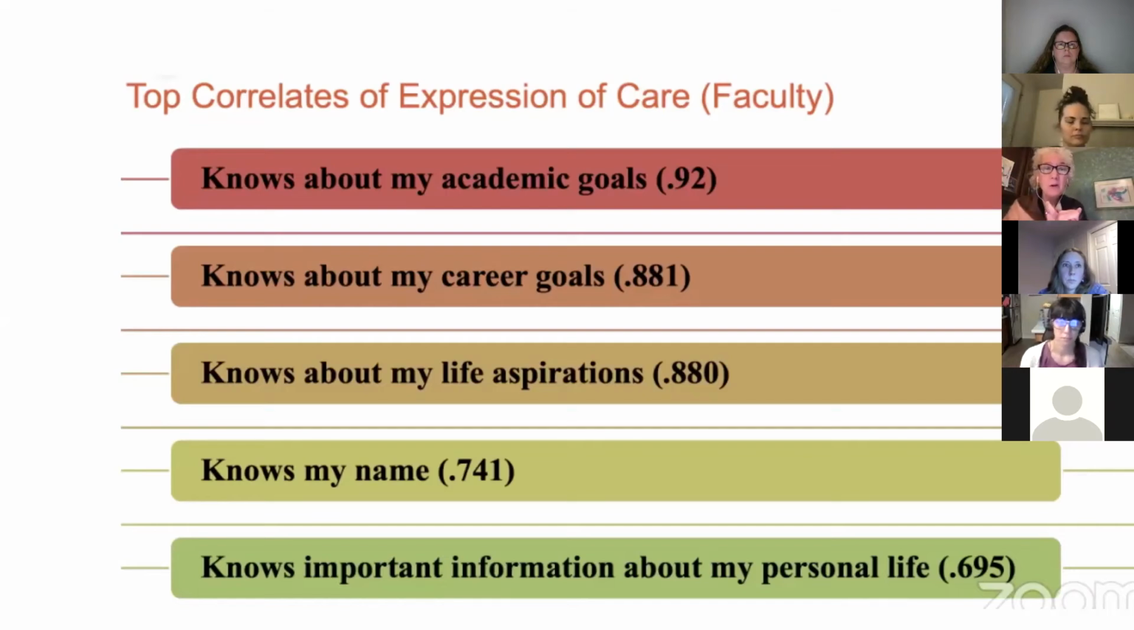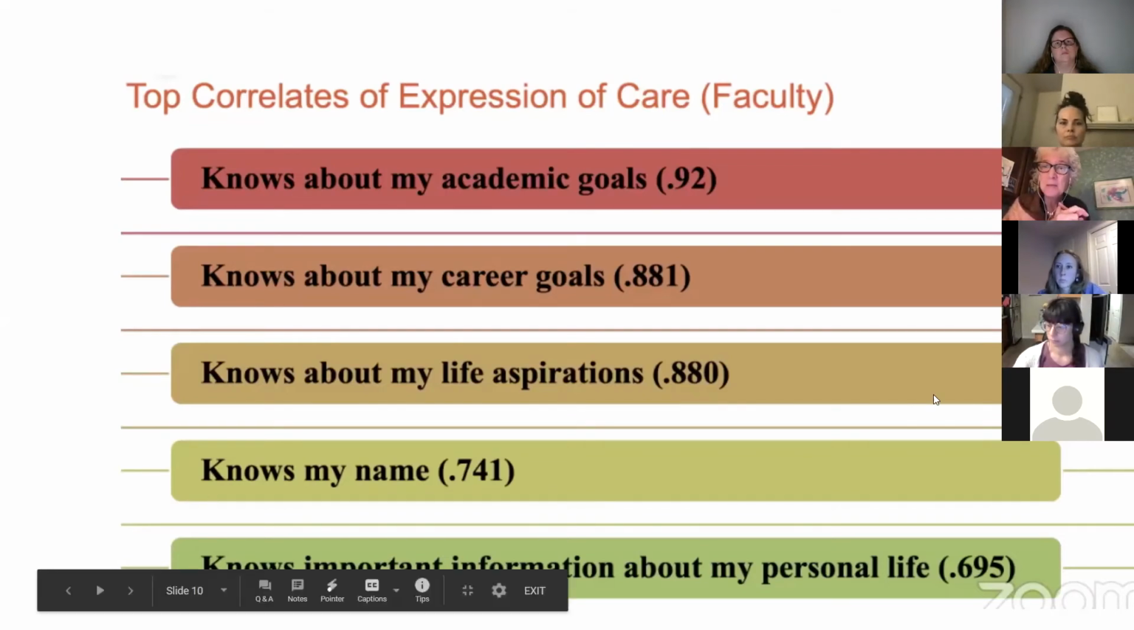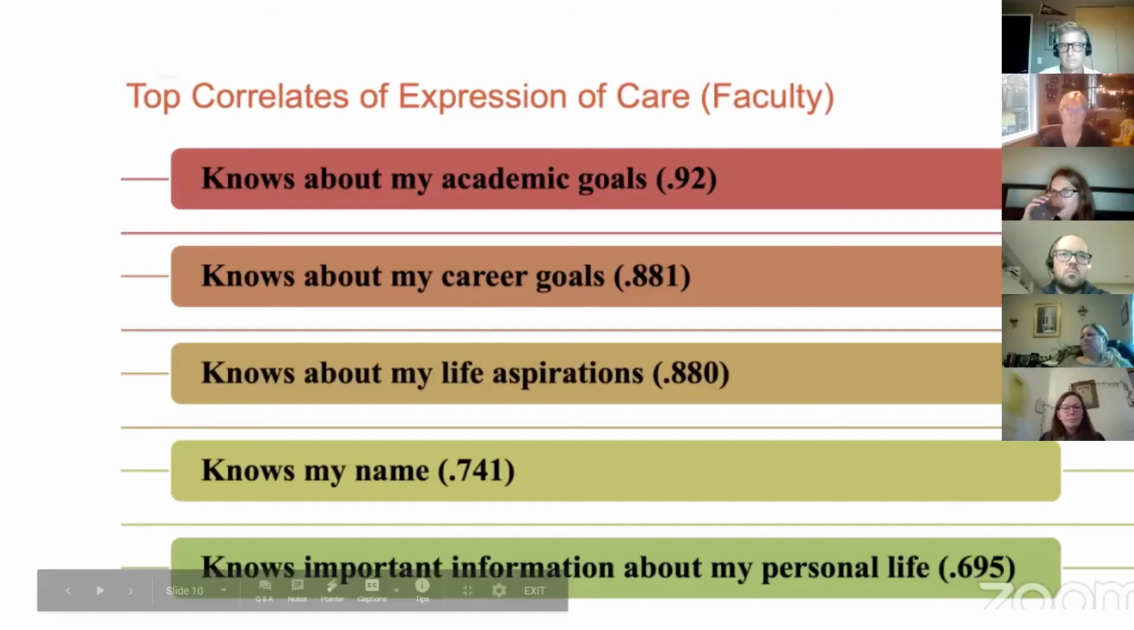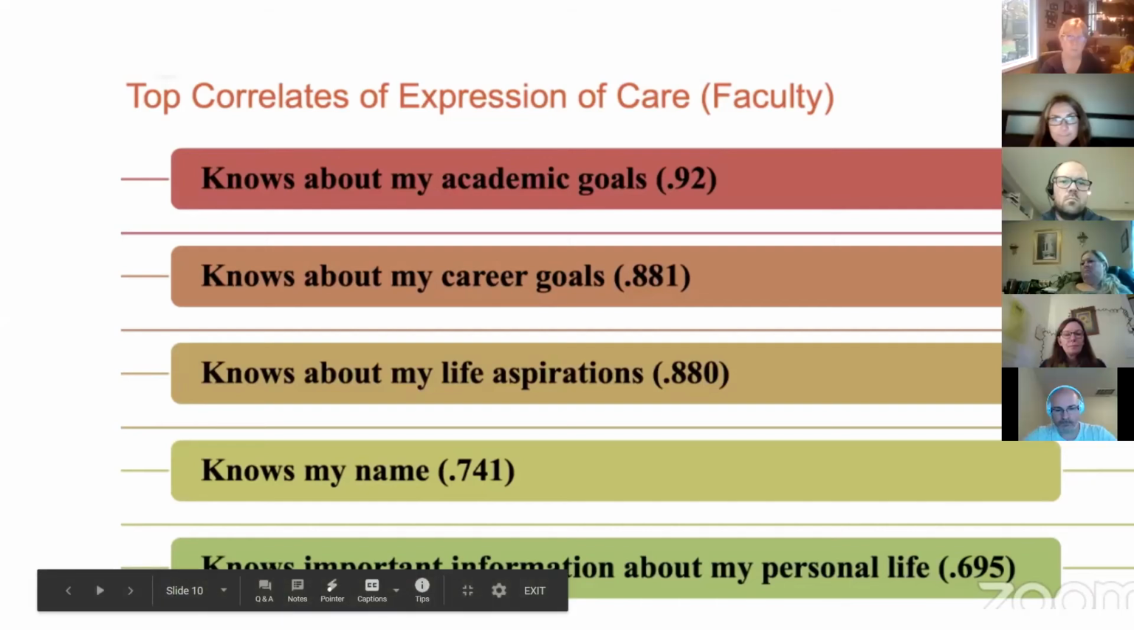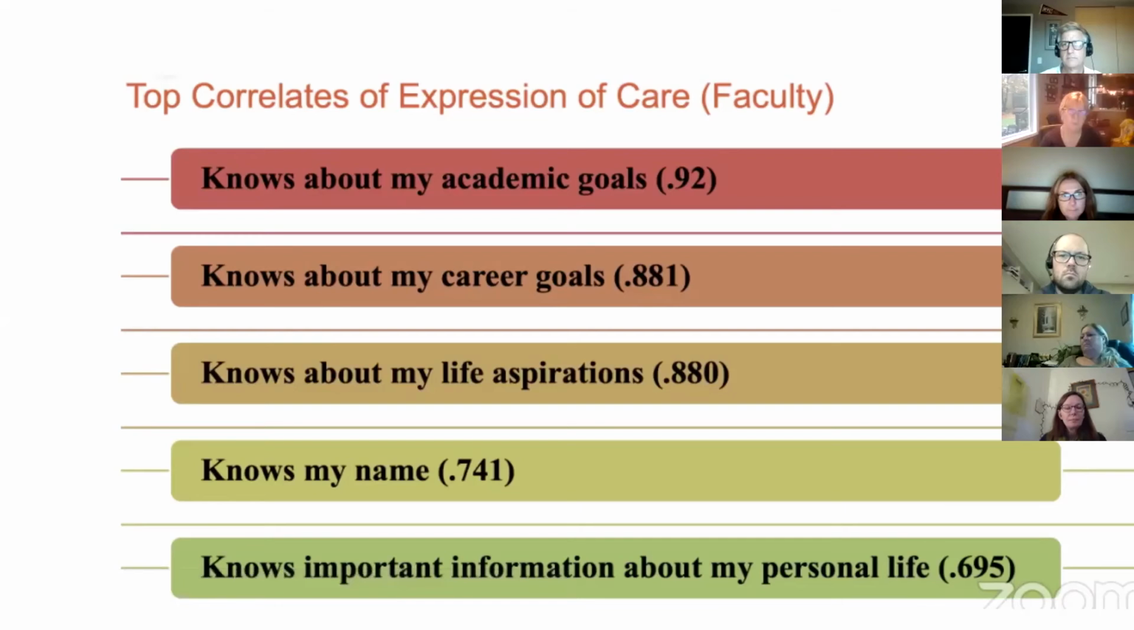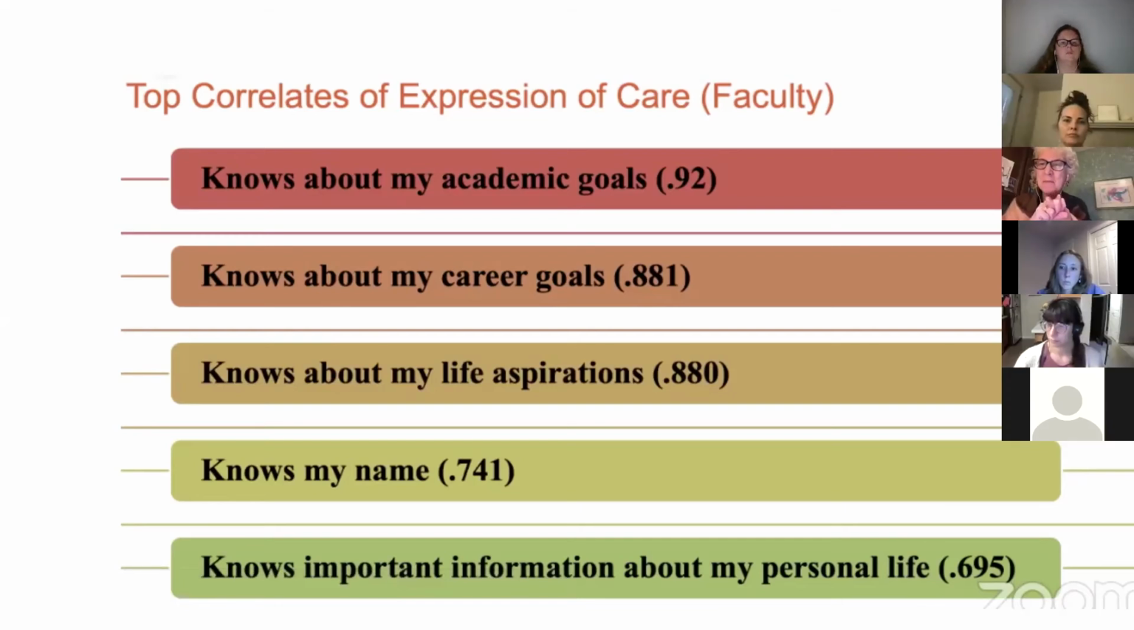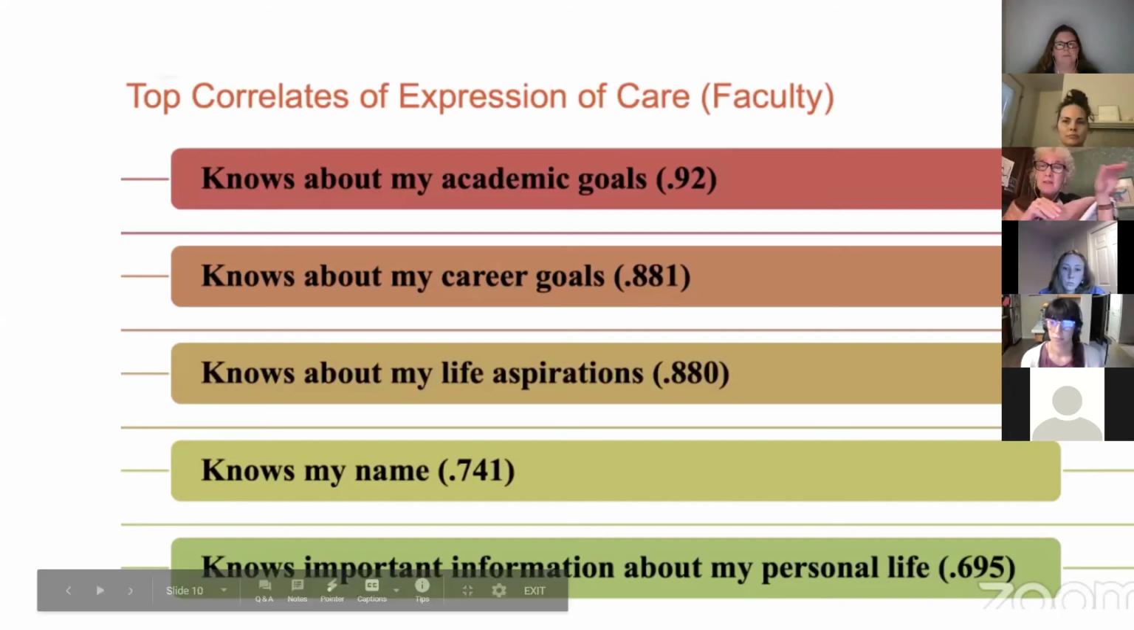To know about their career goals, know about their life aspirations, know my name. And this plays into the 4 connections that we've talked about at RTC, that addressing the student by name at all times is really important to make them feel recognized. And then knows important information about my personal life is also there. I think some of the counselors here, this is what you specialize in, but faculty don't always think about that. And it's sometimes a fine line, but recognizing the student as an individual who has different things happening in their life can really help them reach that level that they're able to achieve academic learning.